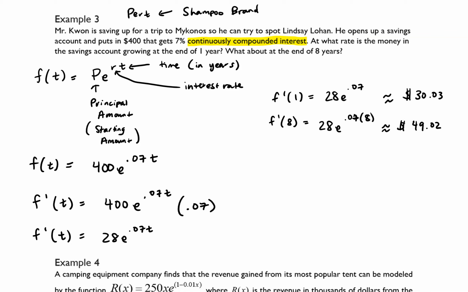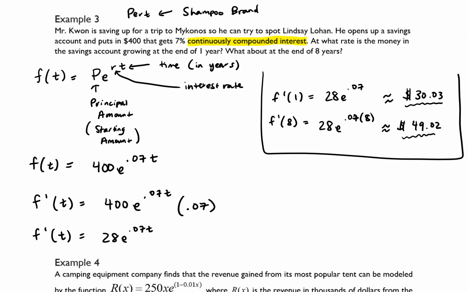Now, it's important for us to be able to make sense of what these numbers mean. So f prime of 1 means that approximately the next year, the savings account will grow about $30.03. And then after the 8th year, the amount in the savings account will grow approximately by $49.02. So that's what those values mean.